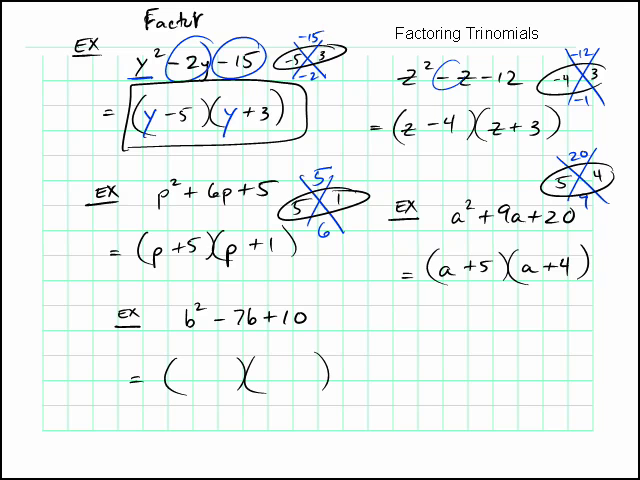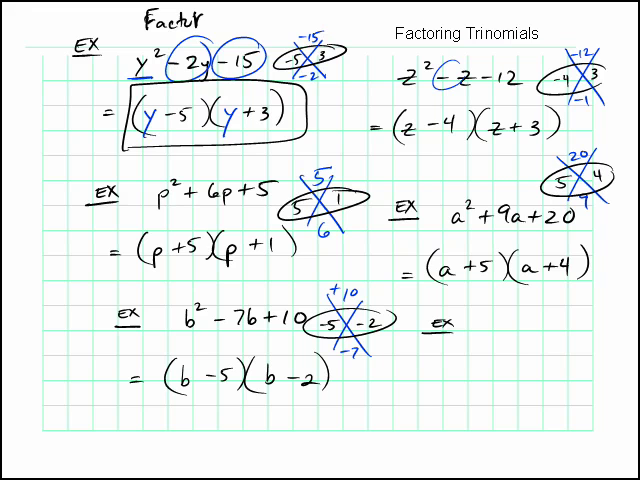Okay, I'm looking for two numbers that multiply to a positive 10 but add up to a negative 7. The two numbers that would do this would be a negative 5 and a negative 2. If you multiply them, you do get a positive 10, but if you add them, you get a negative 7. Oh, I forgot the b squared here. This is a b times a b. Minus 5 minus 2, and we have it factored.